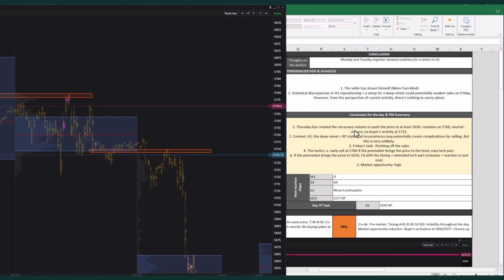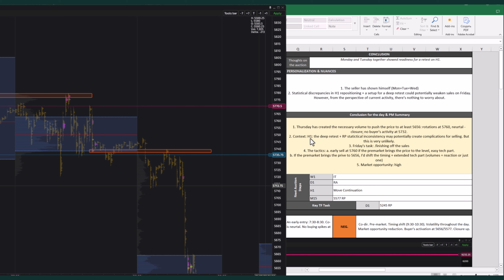Thursday has created the necessary volume to push the price to at least 56. Yes, this was a volatility day. We see a closure down, all right? A closure down, not down. This is neutral minus actually. This is below the point of control, but still inside the value area. Yeah. And there is no bias activity. These spikes mean nothing. They literally mean nothing. There is no volume, there is no huge reaction, nothing. All right? Context.